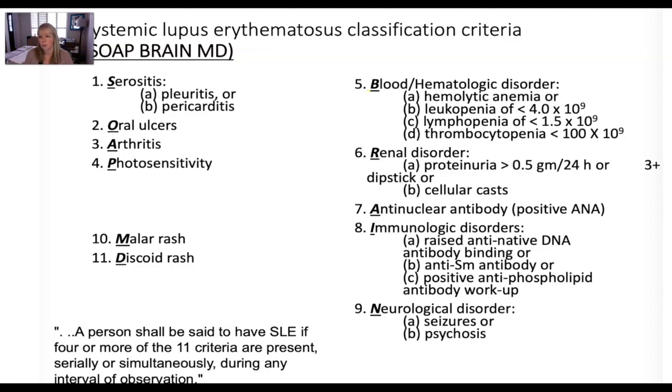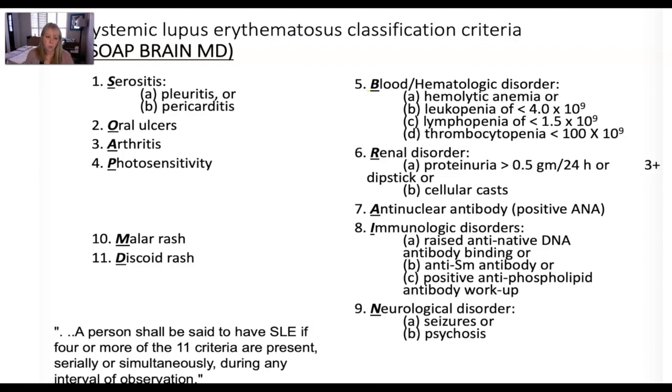So pleuritis, pericarditis, oral ulcers, arthritis, photosensitivity, or rash, any type of rash, the malar and the discoid, hemolytic anemia, leukopenia, so anything wrong with the blood, renal disorders, antinuclear antibody, ANA positive, immunologic disorders. So as you can see, there is multiple, more of a workup with this.